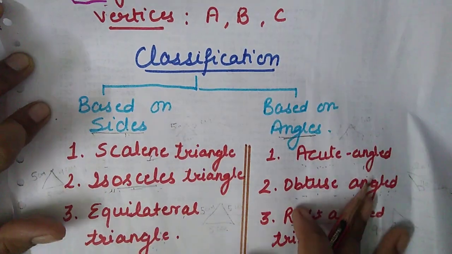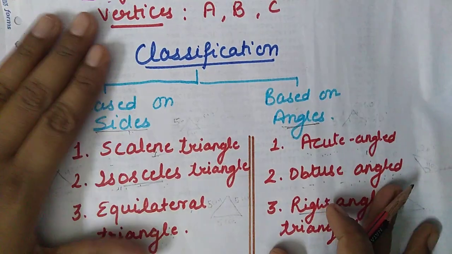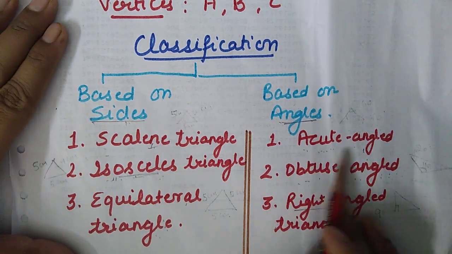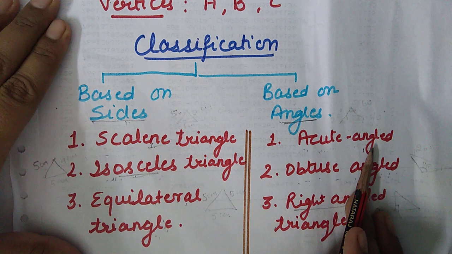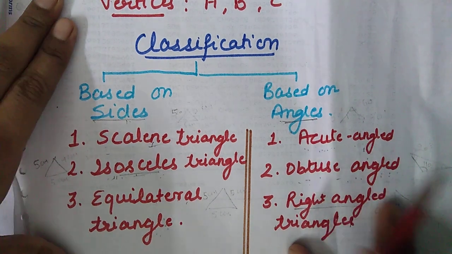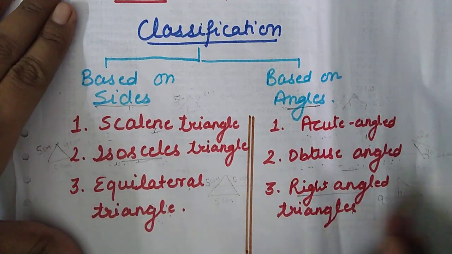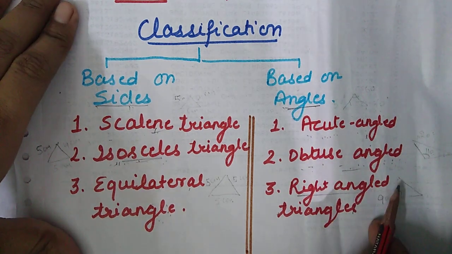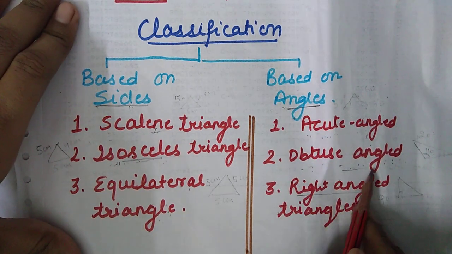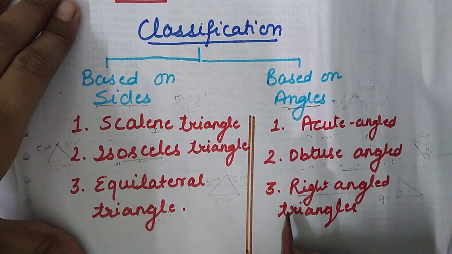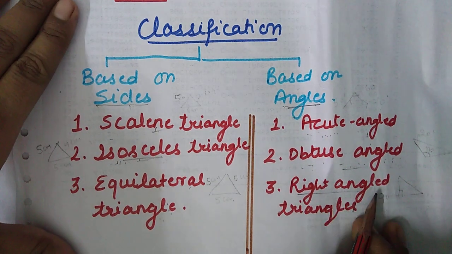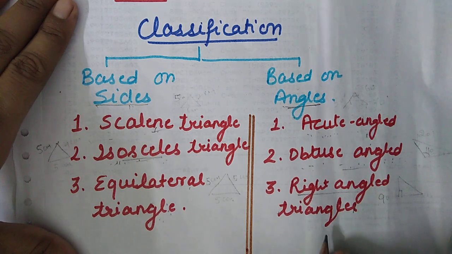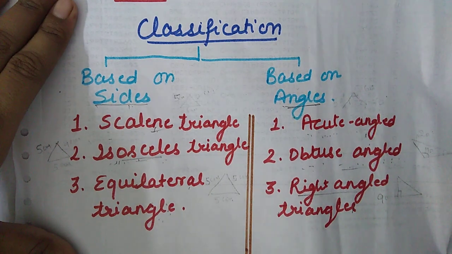And based on angles, we have learned about 3 types of triangles. First one is acute angled triangle, a triangle in which all the angles are acute. Then obtuse angled triangle, in which one of the angles is more than 90 degree. Then right angle triangle, in which one of the angles is of 90 degree. So this is right angled triangle.